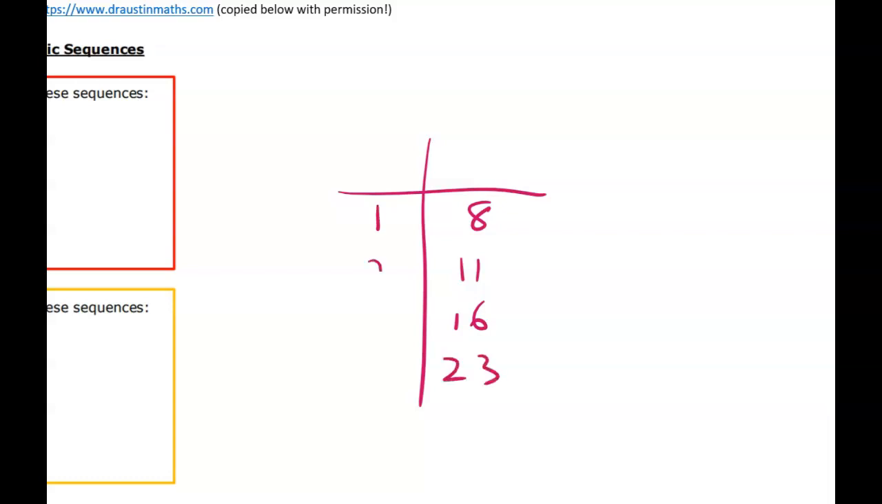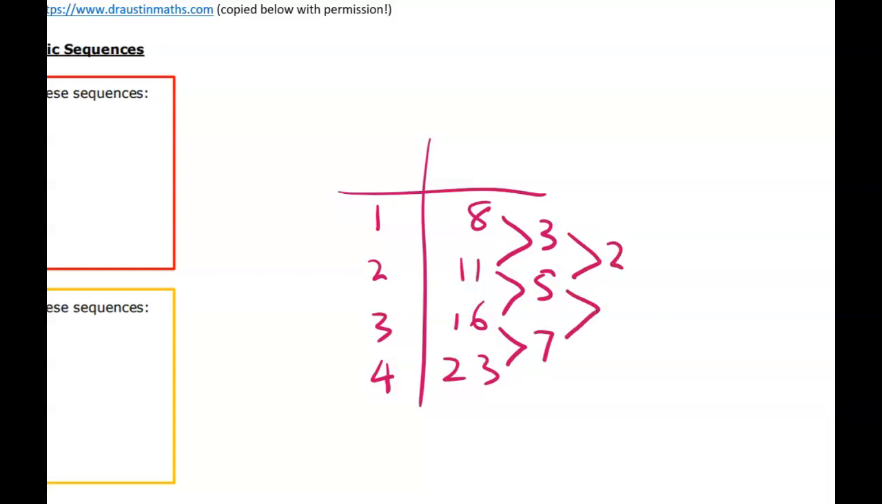Write that as the first pattern, the second pattern, the third pattern, and the fourth pattern. Now, the first step is to identify that it's not a linear pattern, and you can see that the gaps are not constant. Now we try the second difference. So we go like this. 5 take away 3 gives me 2, 7 take away 5 gives me 2. And you can see that we've got this constant second difference.